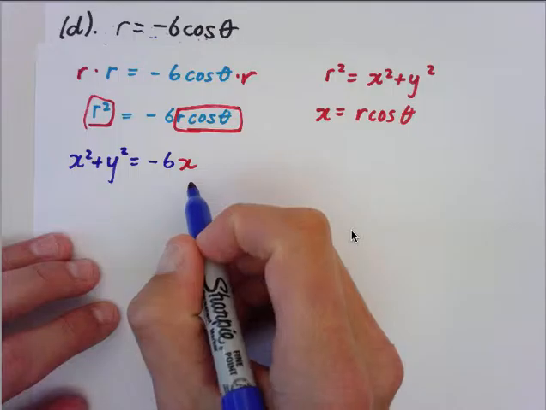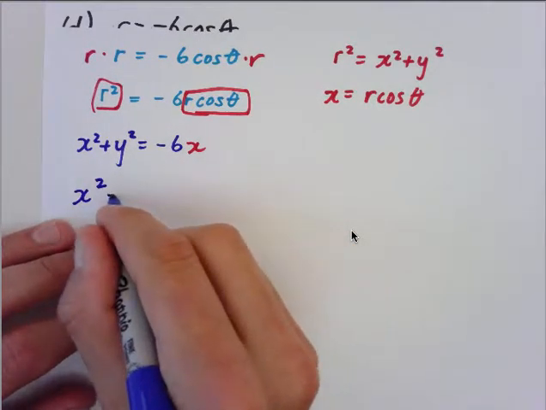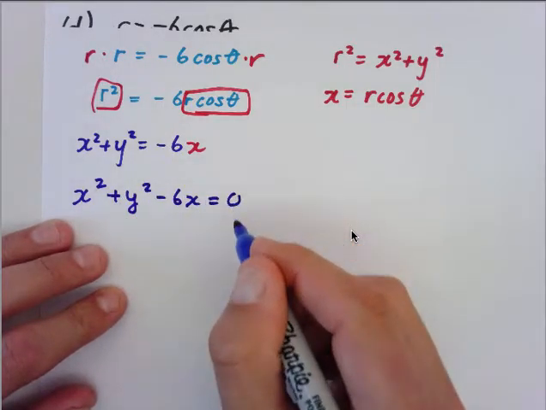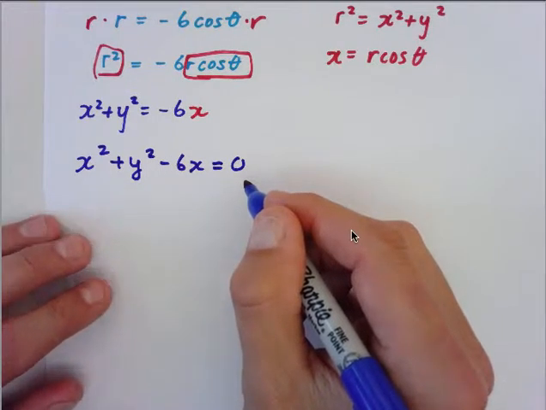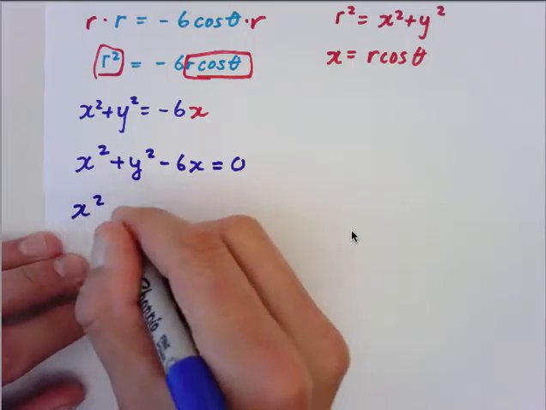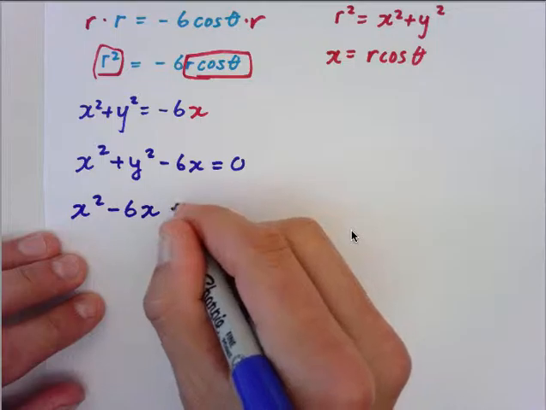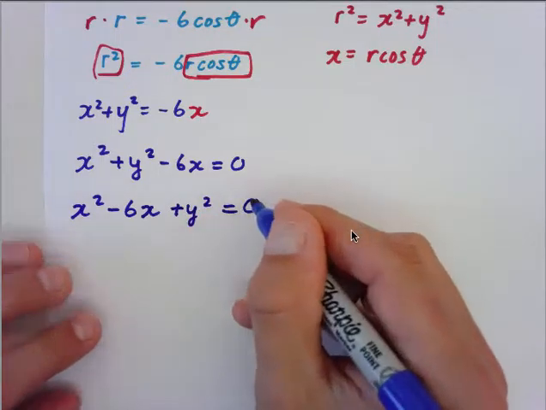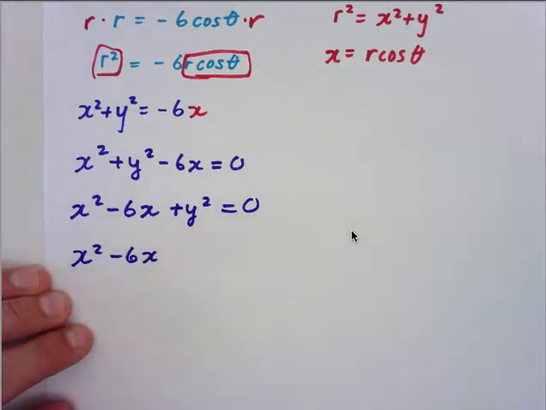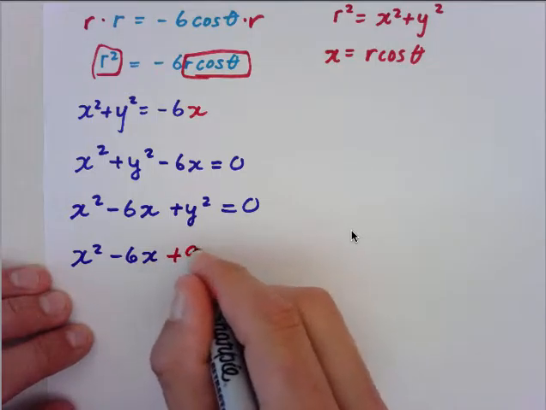So what we're going to do now is bring everything to one side. So we're going to have x squared plus y squared minus 6x equals 0. Now we're going to go ahead and complete the square. So we'll rewrite this: x squared minus 6x plus y squared equals 0. I haven't completed the square yet, but now I will. I'll have x squared minus 6x, and you take half of 6, which is 3, square it, and you're going to have 9 here.